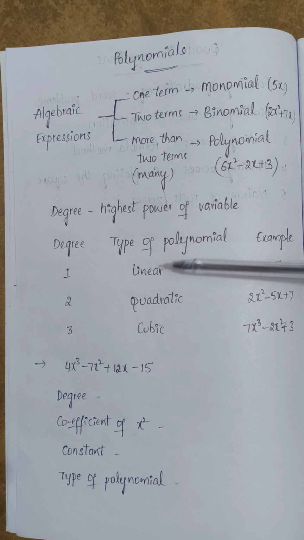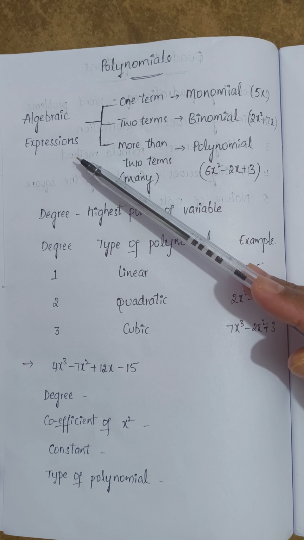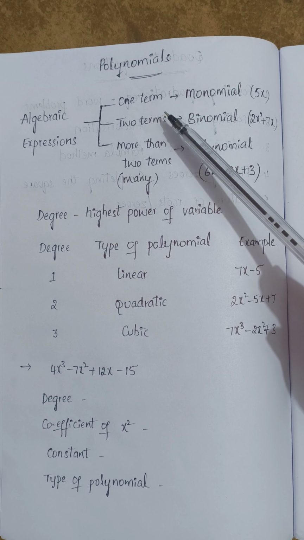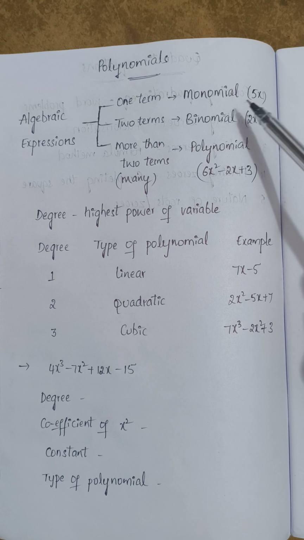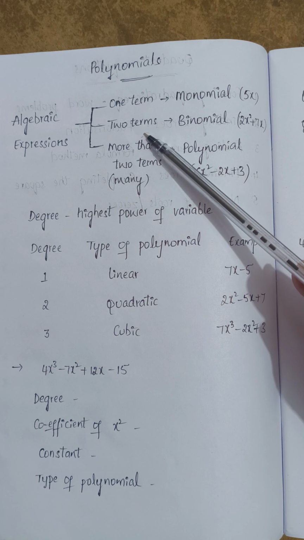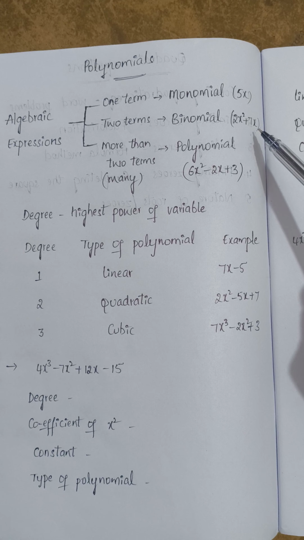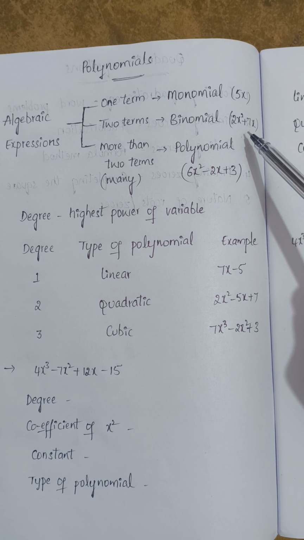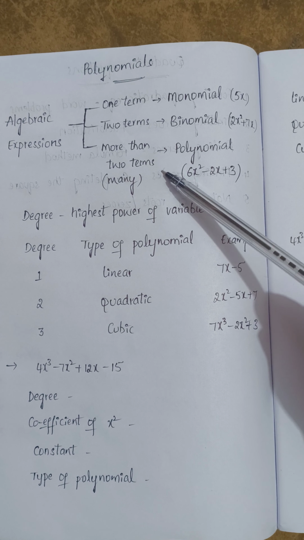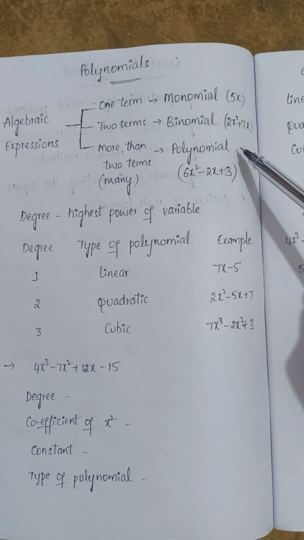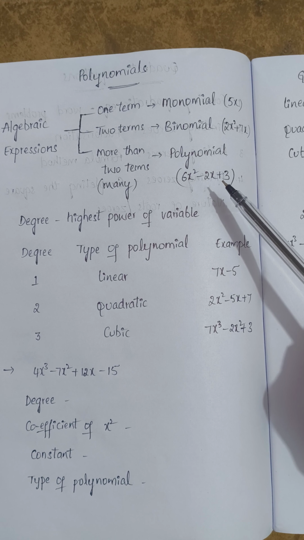Before getting into that, let us look at algebraic expressions and their types. If an algebraic expression has only one term, it is called a monomial. For example, 5x has only a single term. If it has two terms, then we call it a binomial. Bi means two. So 2x square plus 7x: there are two terms separated by a plus symbol. And if it has more than two terms or many terms, we call it a polynomial. See, we have three terms here separated by plus and minus.